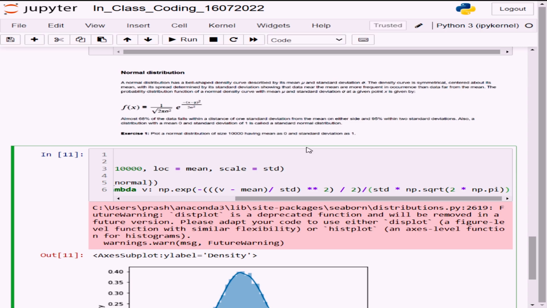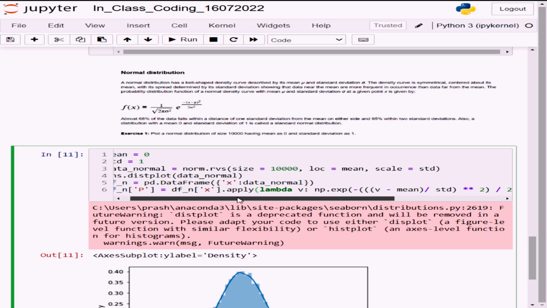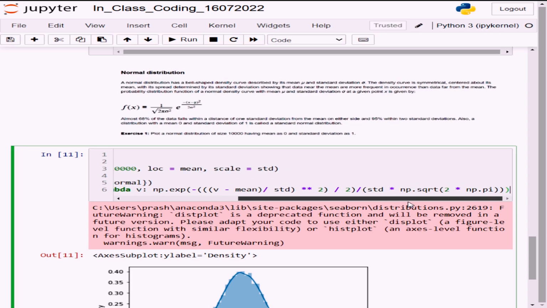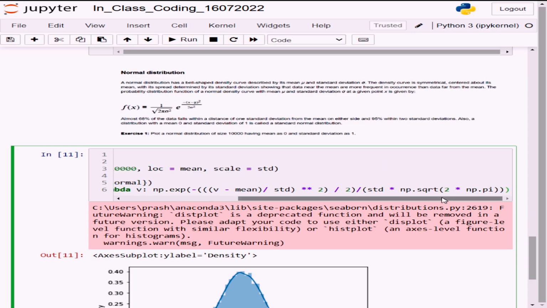I just have to close, I think, one more bracket. Let's see. Okay, let's see. So that's the whole equation corresponding to f of x. So that is done.